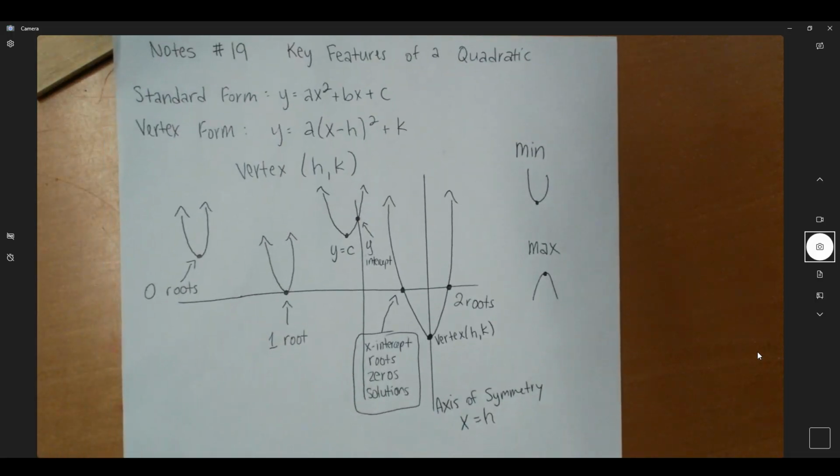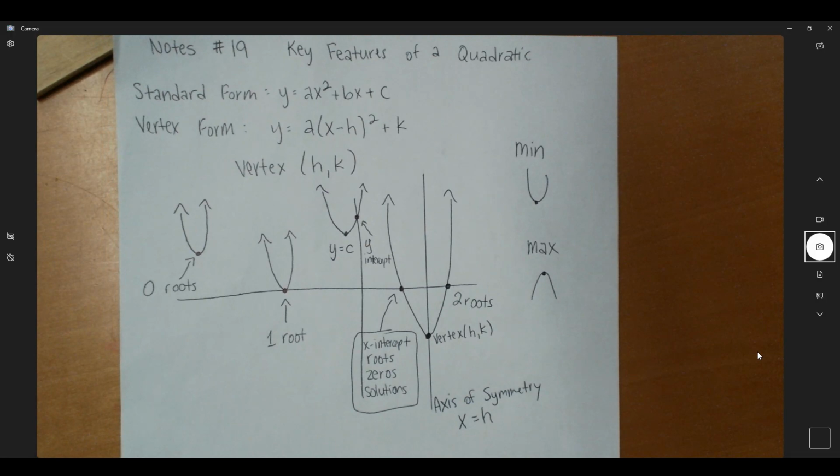I think we're going to keep it simple like that for today. And then we will add in domain, range, increasing, and decreasing.